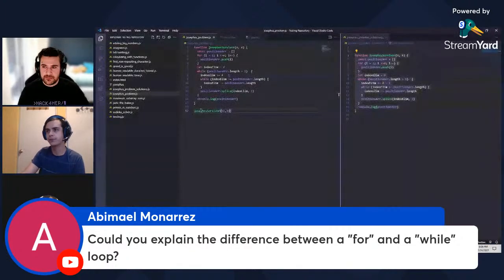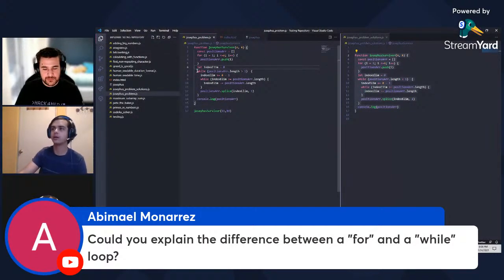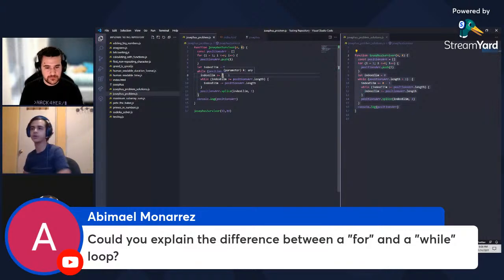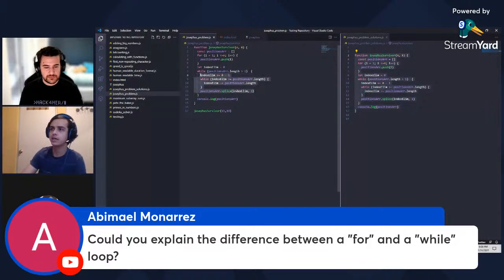Of course. Okay, well let's start with the while loop. A while loop is like an if. It's a condition that you put, and everything inside the while block of code is going to be executed again and again until this condition is no longer met. So we don't know how many rounds it's going to take, in this case, for example, to reach the final position.